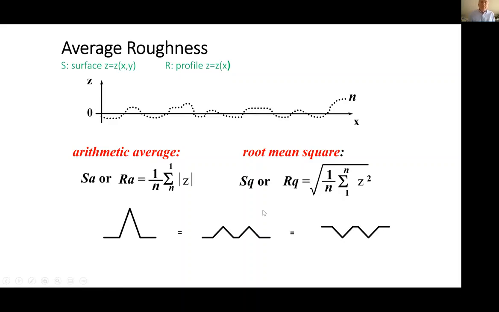But the thing to keep in mind, a couple things, when I'm dealing with the average, is that one big mountain looks like 2 little mountains. And since I'm squaring it or taking the absolute value, it's like 2 little valleys. So we can imagine that these 3 surfaces would behave very differently in all kinds of situations.